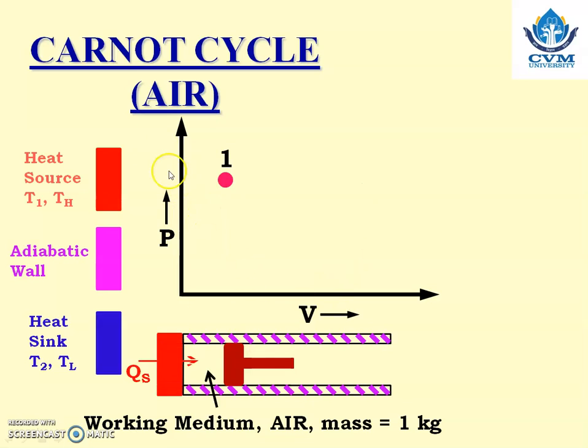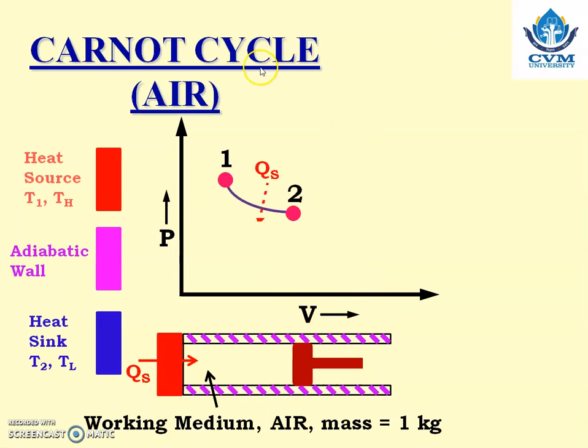Now we are supplying the heat to the air. Clear? By putting the heat source in connection with the cylinder head, heat from the heat source is supplied to the system, that is, to the working medium. Due to that, the piston moves from left hand side to right hand side and reaches the middle portion of the cylinder.